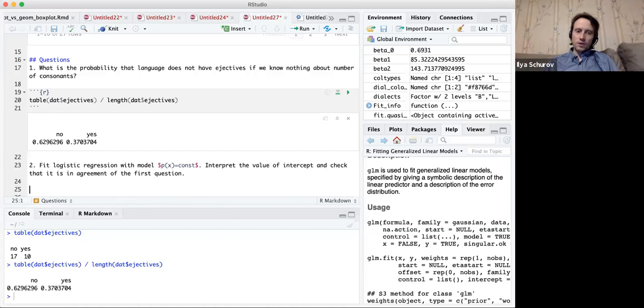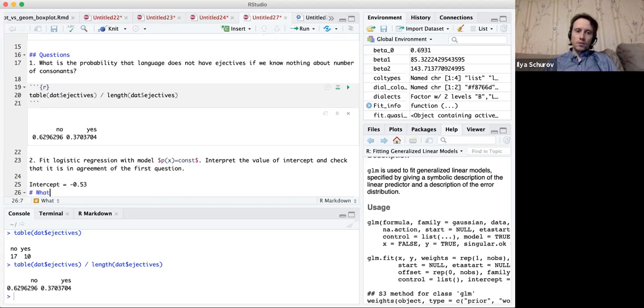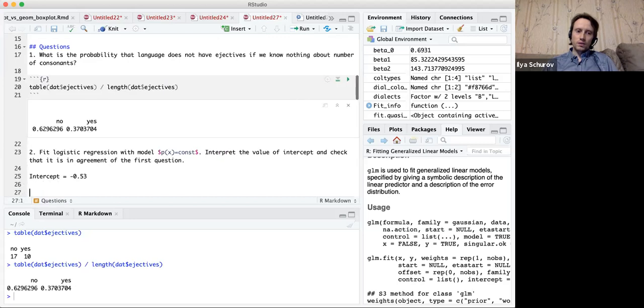Okay, so if we have an intercept that equals negative 0.53, what can we say? Which level is encoded by 1? Yes or no?